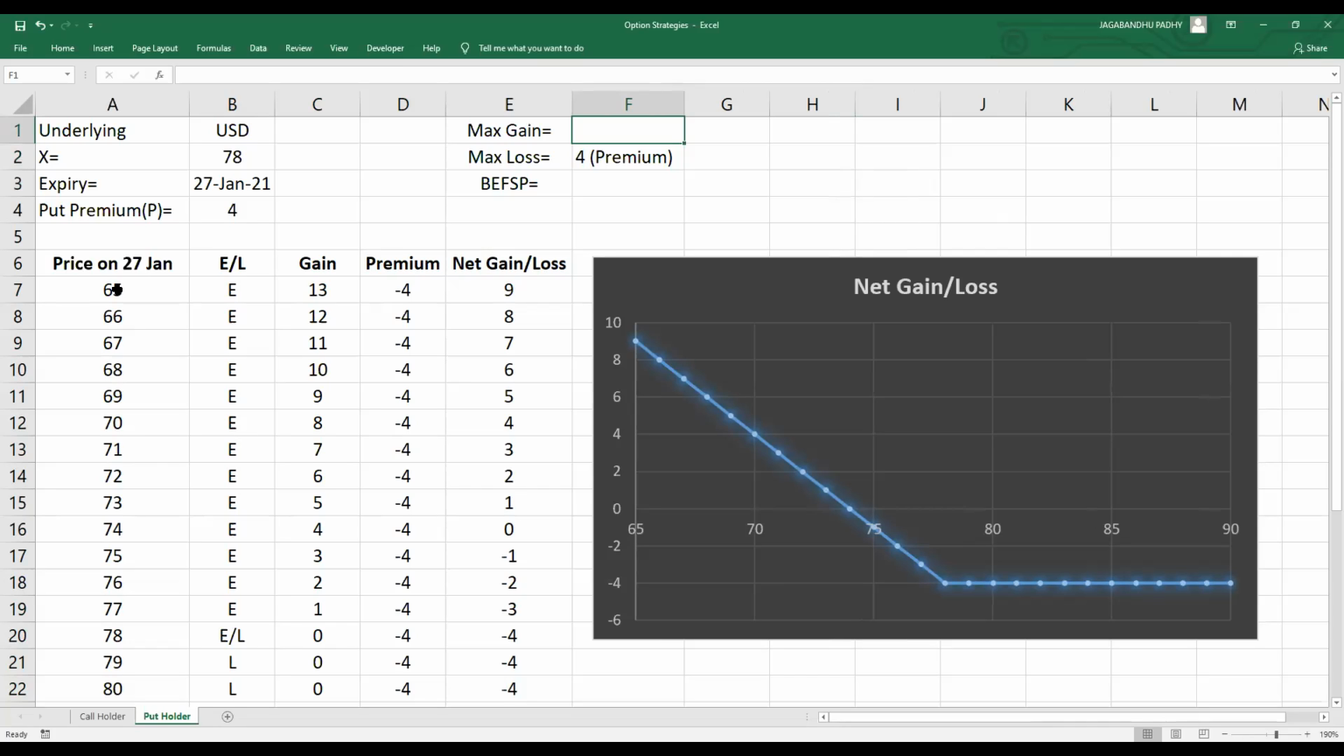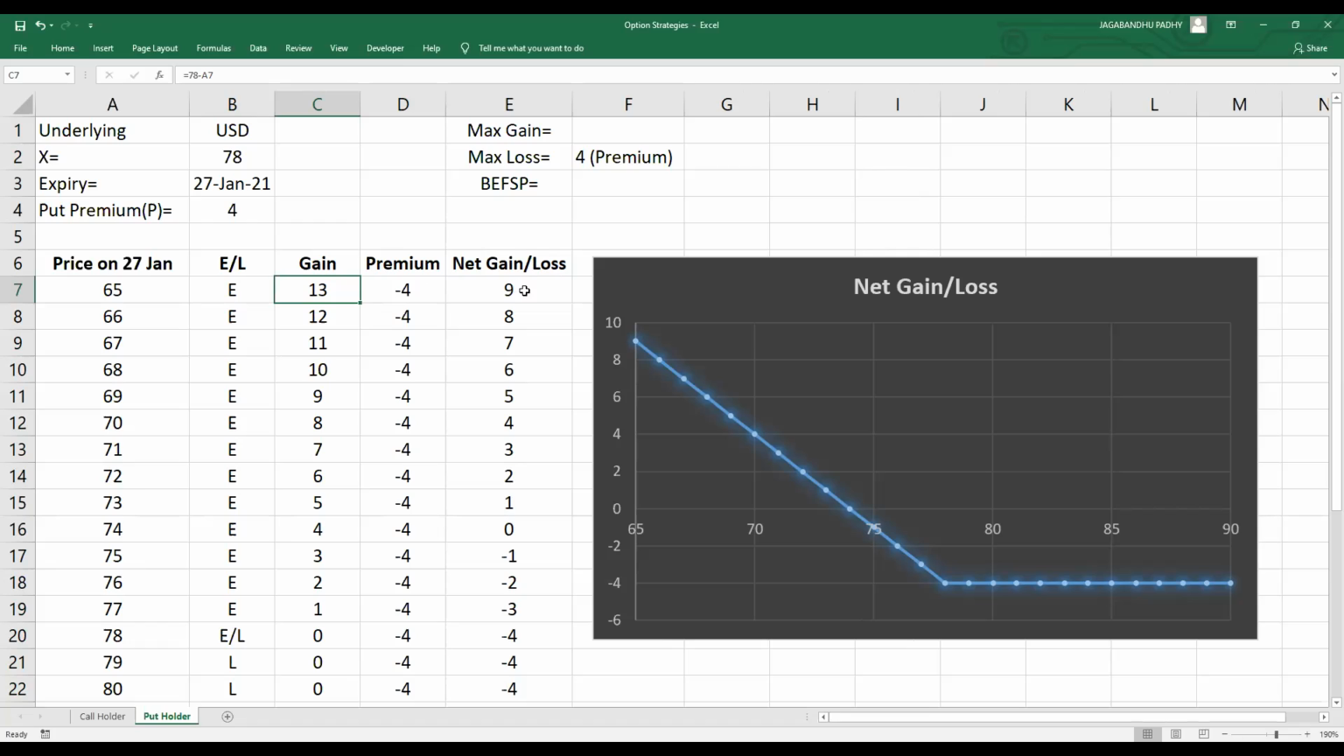Any actual product, share price or dollar price, can never become negative. So there's a bottom line for it, which is it cannot become negative. Maximum it can fall is up to 0. If it is 0, what will be the gain over here? 78 gain, but 4 rupees will go for the premium.